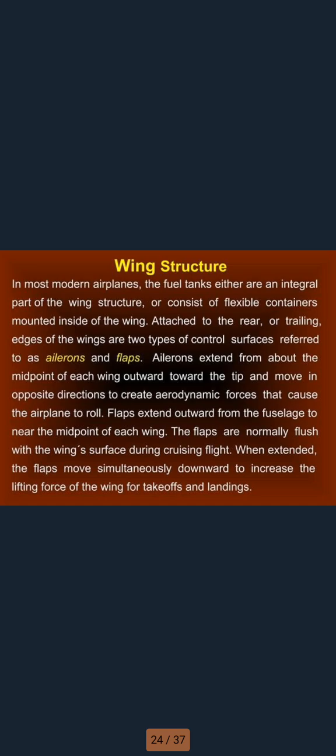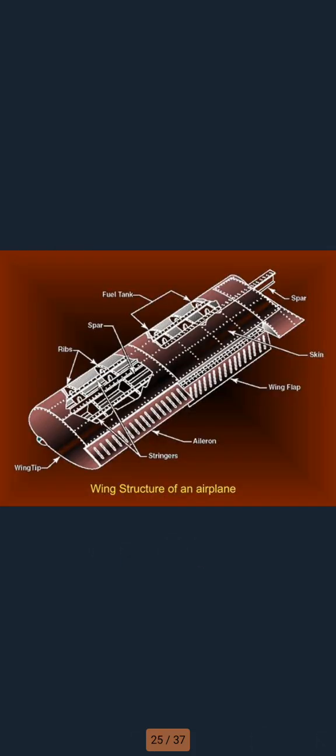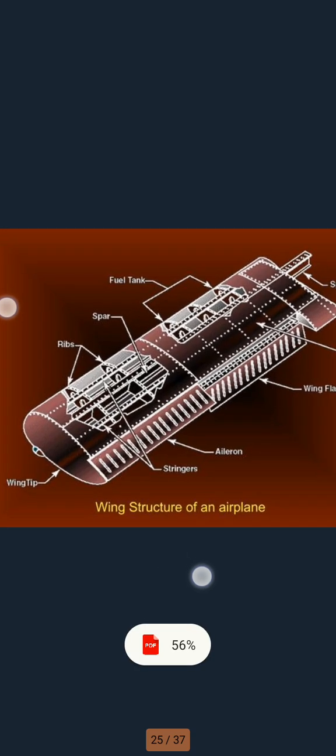Flaps extend outward from the fuselage to near the midpoint of each wing. The flaps are normally flush with the wing surface during cruising flight. When extended, the flaps move simultaneously downward to increase the wing's lifting force for takeoff and landing. We see an example of the wing structure of an aeroplane in the figure.